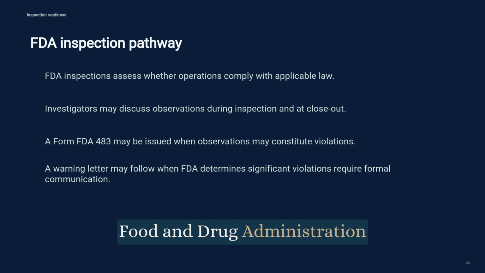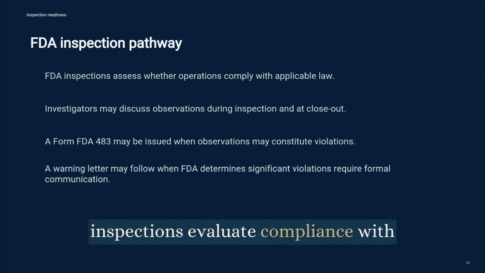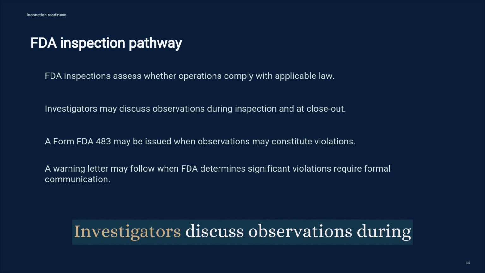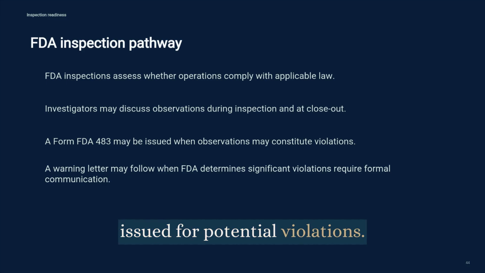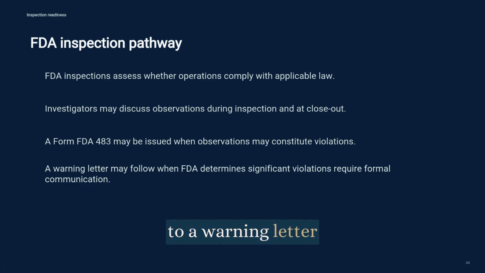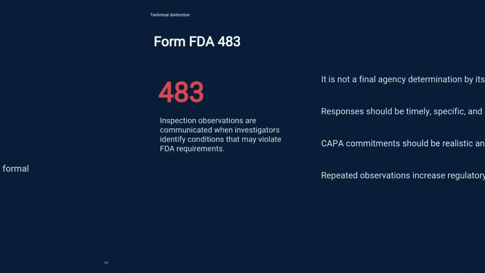Food and Drug Administration inspections evaluate compliance with laws. Investigators discuss observations during and after inspections. A Form Food and Drug Administration 483 is issued for potential violations. Significant violations may lead to a warning letter for formal communication.